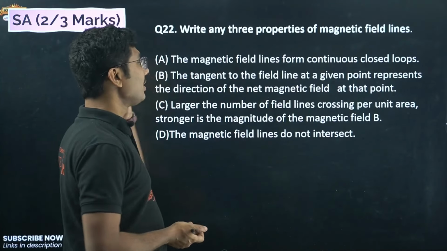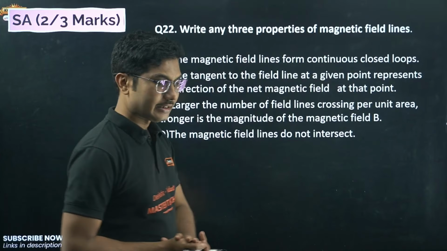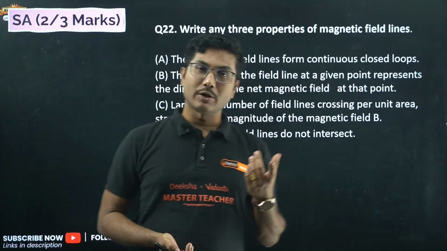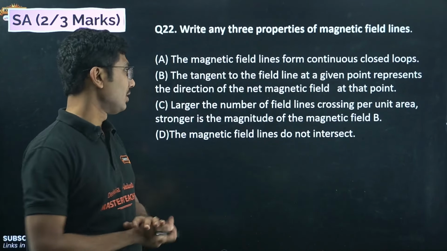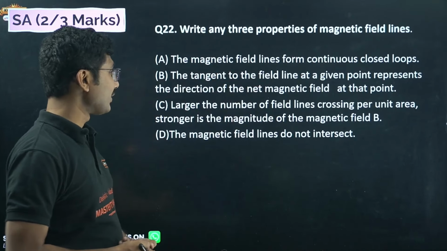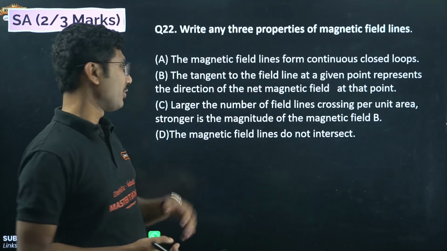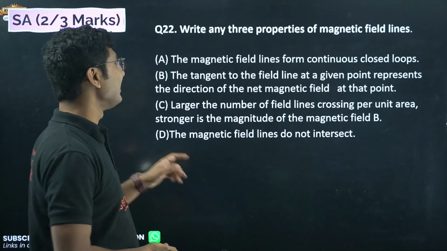As I mentioned, magnetic field lines are continuous closed loops, unlike electric field lines, which are open. And obviously magnetic field lines do not intersect, as usual. The tangent to the field line drawn at a point represents the direction of the net magnetic field at that point. Any 3 points you can remember. I have given 1 point extra in magnetic fields.